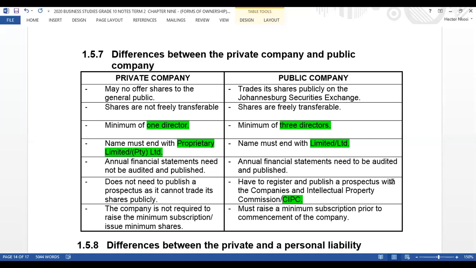Also, boys and girls, remember we also dealt with the fact that a private company is not required to raise a minimum subscription or issue minimum shares, right? Whereas under a public company, we must raise a minimum subscription prior to the commencement of the company. Under the private company, we do not have to meet those deadlines or restrictions. So this was a general briefing between your private company and your public company.